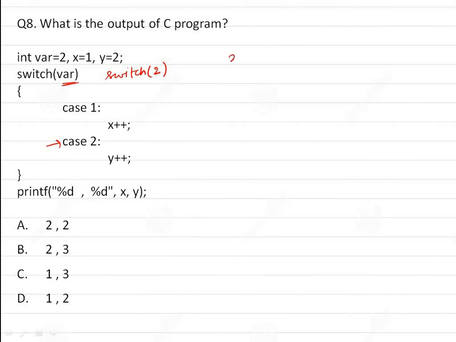So initially x was 1 and y was 2. After the execution of the statement y++, y will become 3. Okay, so we will come out of the switch statement and we have to display the value of x and y. So the value of x will be printed as 1 and the value of y is printed as 3. So the correct answer is 1, 3.